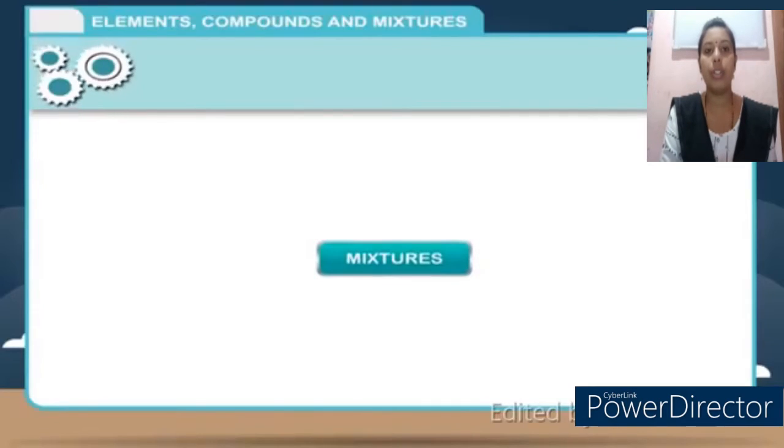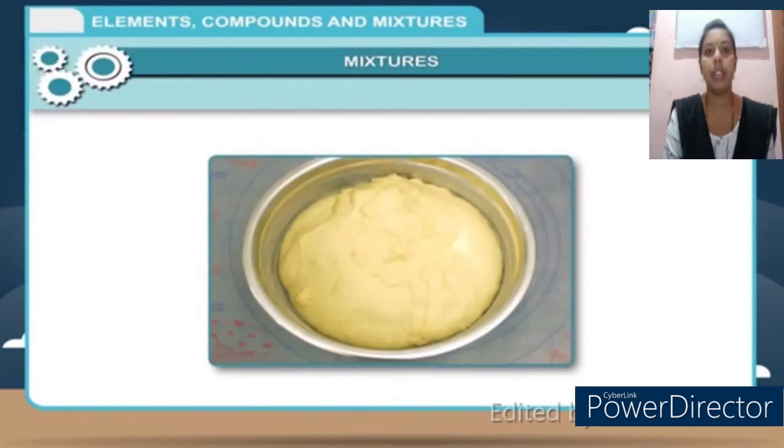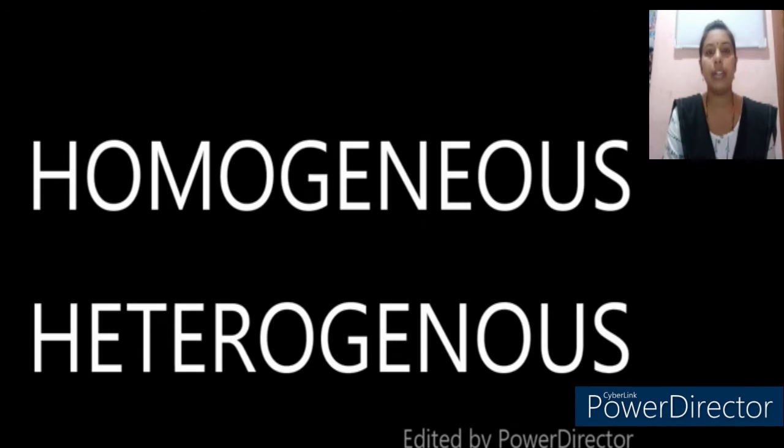Finally, we are going to discuss mixtures. A mixture is an impure substance. It contains two or more substances. How do we get a mixture? A mixture can be formed by mixing two or more substances. Mixtures are classified into two types, homogeneous and heterogeneous mixtures.